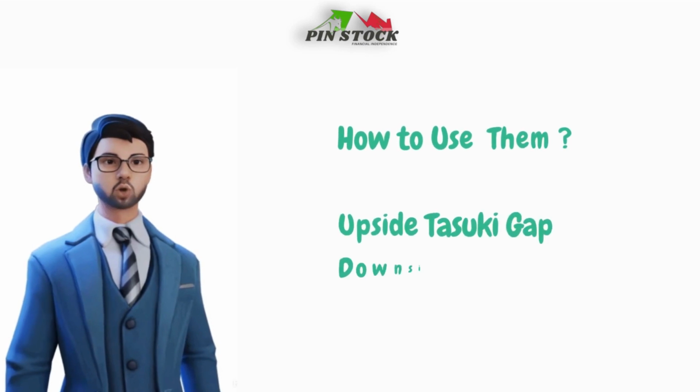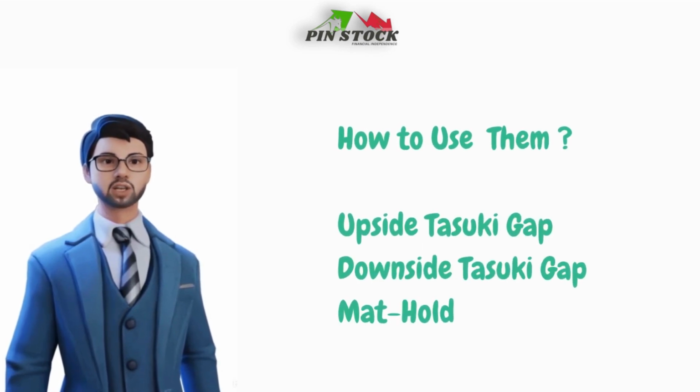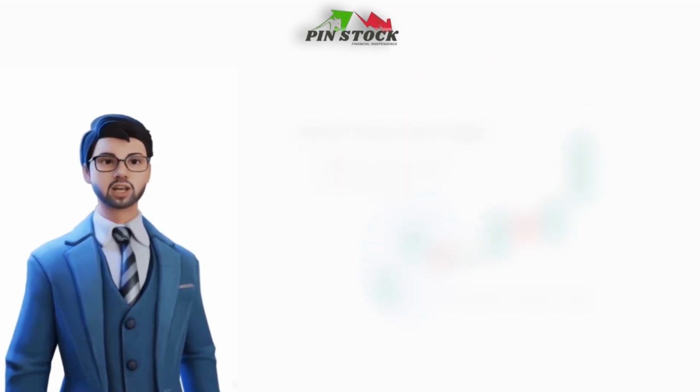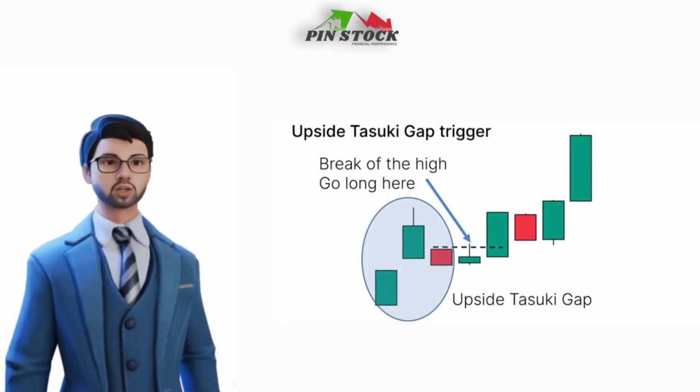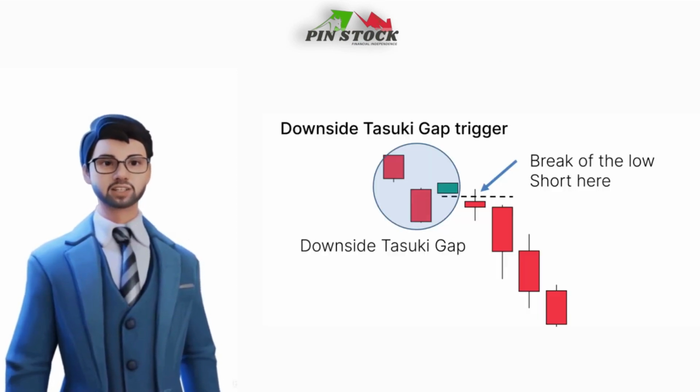Now, how do we use these patterns in our trading decisions? The upside Tasuki gap is a bullish signal. When you spot this pattern, consider buying as the upward trend is likely to continue. The downside Tasuki gap, on the other hand, is a bearish signal. If you see this pattern, it might be time to sell or short, as the downward trend is expected to persist. And what about the mat hold?